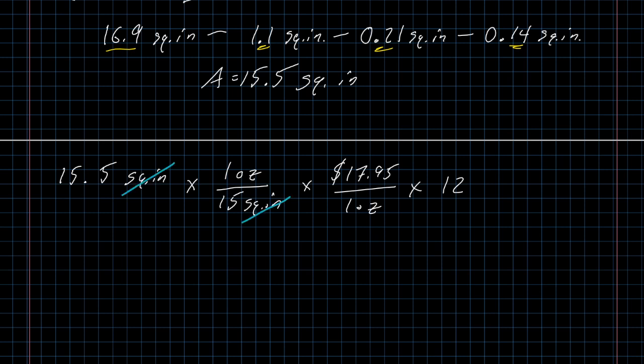Well, the square inches cancel out, the ounces cancel out. I'm going to treat the 15 and the 17.95 and the 12 as all being exact values, right? Those are kind of definitional. The 15.5, however, is approximate, and it has 3 significant digits. So I will round my result here.